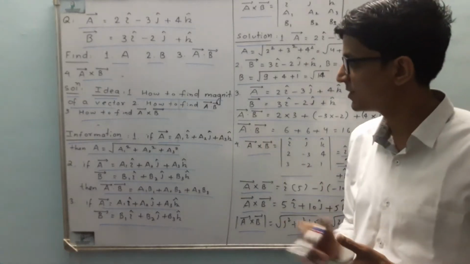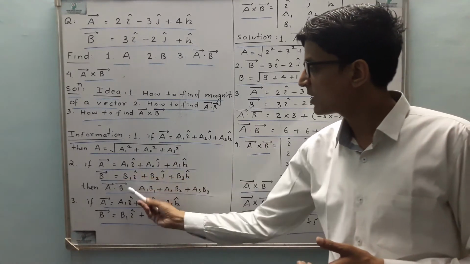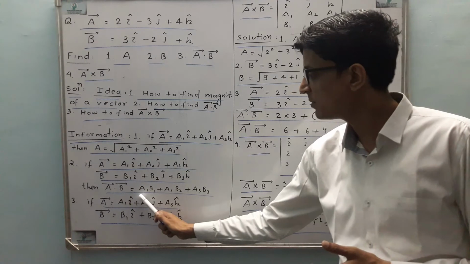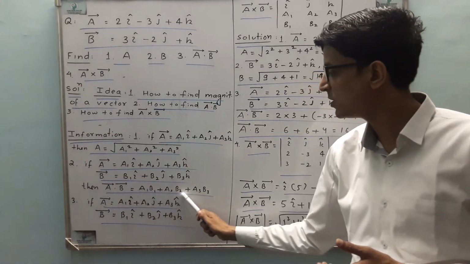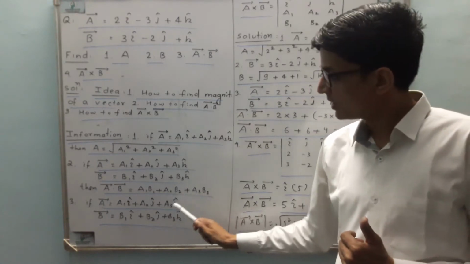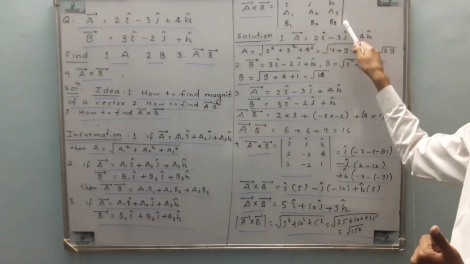Similarly for two vectors, vector A is A1 i cap plus A2 j cap plus A3 k cap, and vector B is B1 i cap plus B2 j cap plus B3 k cap, then A dot B can be defined as A1b1 plus A2b2 plus A3b3. So you can use this result also. Third, A and B are given, so A cross B is given by this determinant.